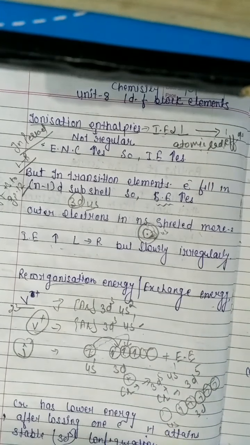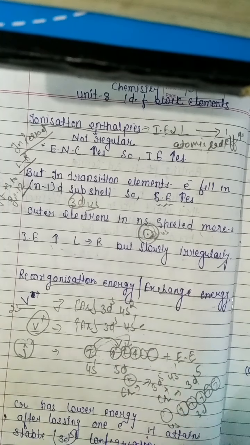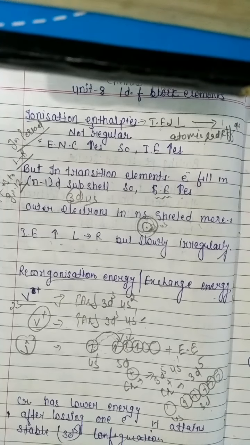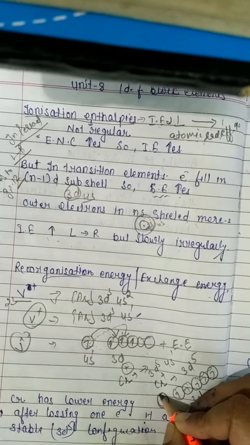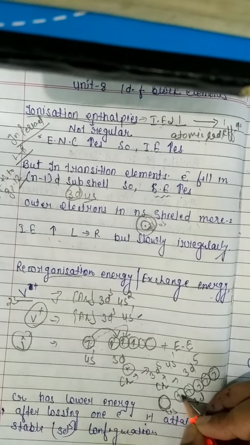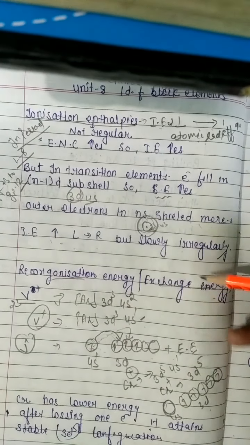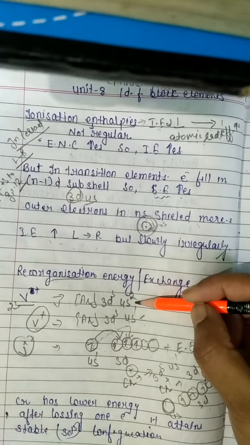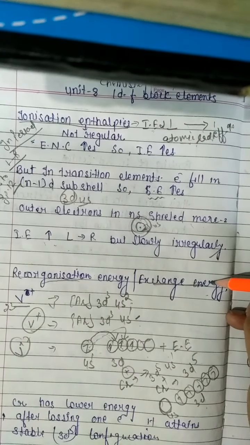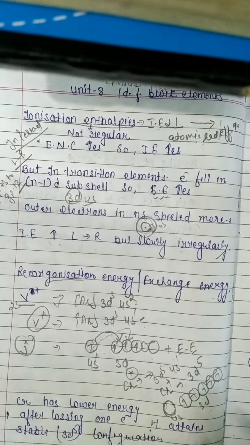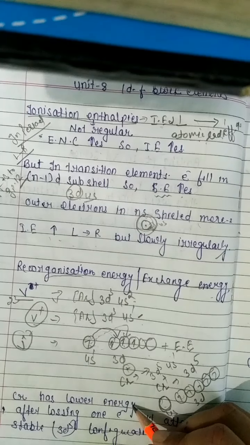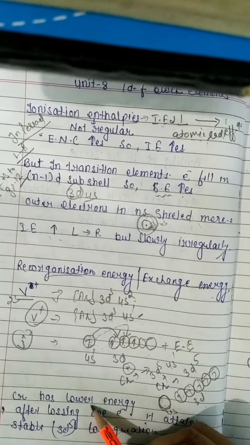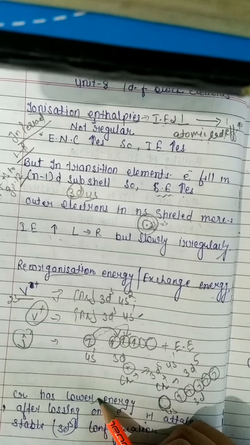Now, is it possible that exchange energies take place? No, because in the case of a 4s orbital, no electron is present, so they are not exchanged with each other. In that case, if the unpaired electrons are more, then the exchange energy or the ionization enthalpy is more. But in the case of chromium, the electrons are not exchanged, so the exchange energy is lower in the case of chromium.